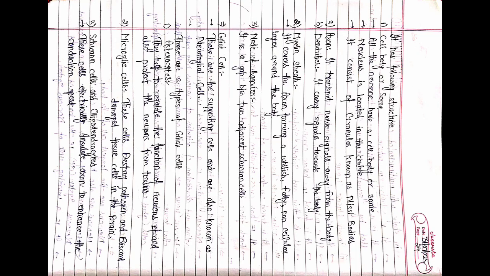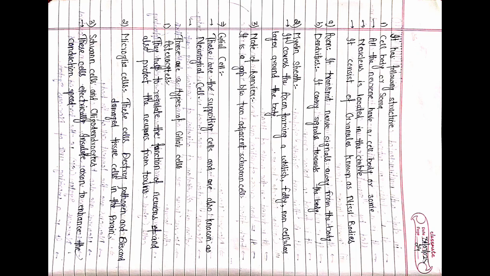A. Axon. It transmits nerve signals away from the cell body. B. Dendrites. They carry signals towards the cell body. 2. Myelin sheath. It covers the axon, forming a whitish, fatty, non-cellular layer around it. 3. Node of Ranvier. It is a gap between two adjacent Schwann cells.